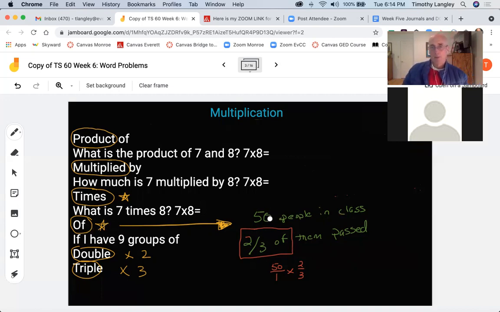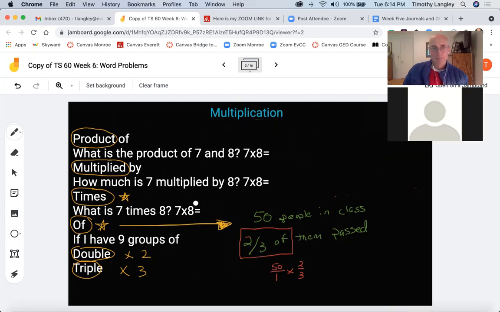Like my example over here, if you had 50 people in class and 2/3 of them passed, they ask how many of them passed, okay? How many of the people passed? That word of is a clue. So I would take 50 over 1 times 2/3, and that would tell me what 2/3 of 50 is, okay?